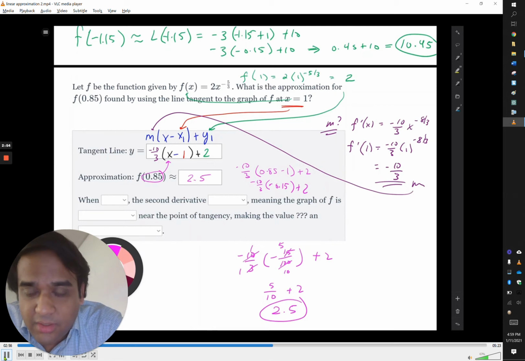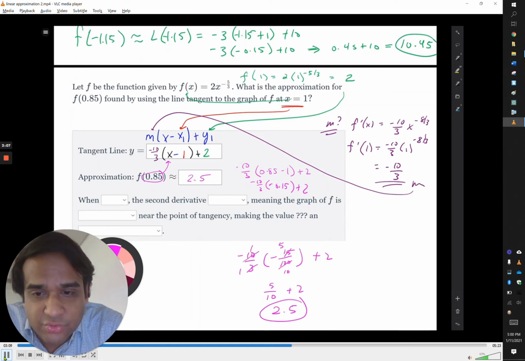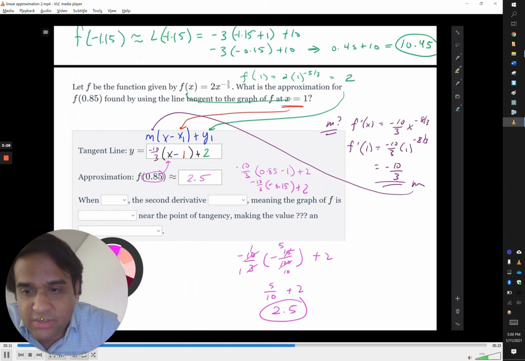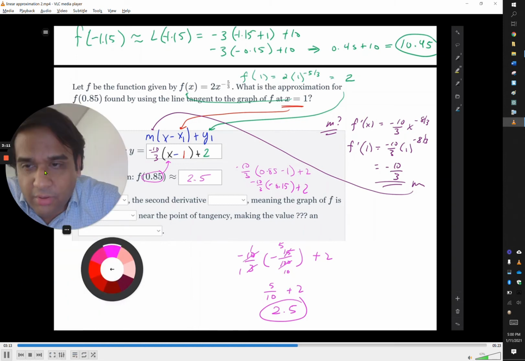Okay. Now, some of the harder work, especially without a graph, can be in determining whether or not this is an over or under approximation. Yes, it's close to 2. Well, that's expected because 0.85 is close to 1. So how do we determine the actual nature of the approximation, if it's an under or an over approximation?